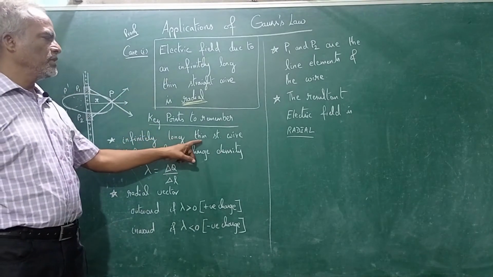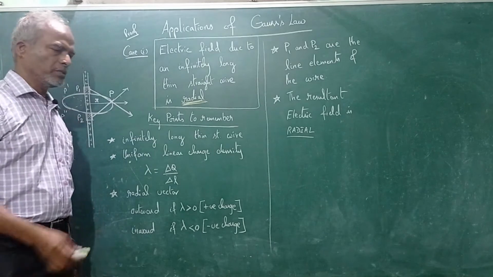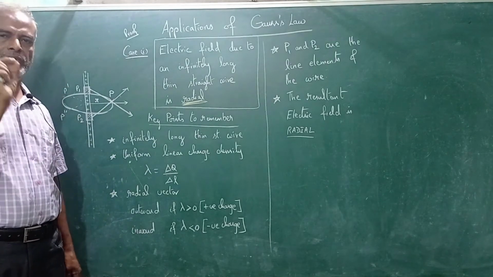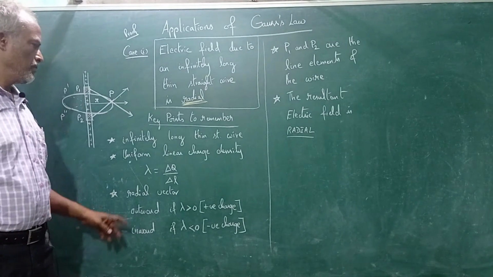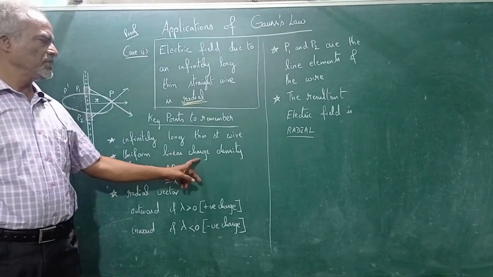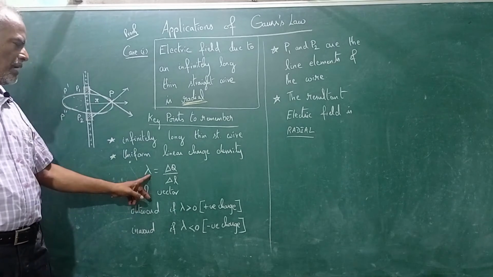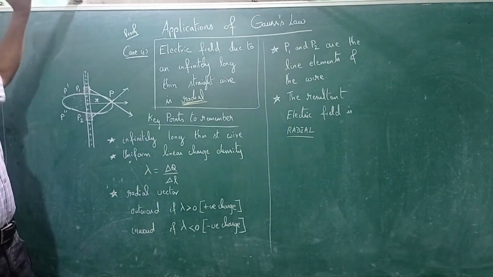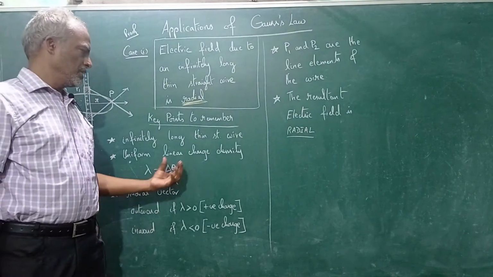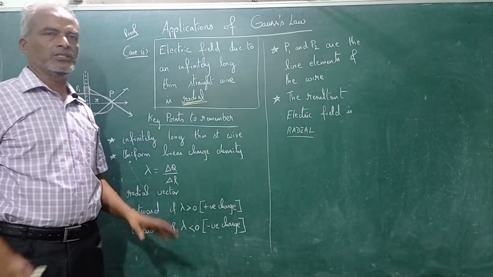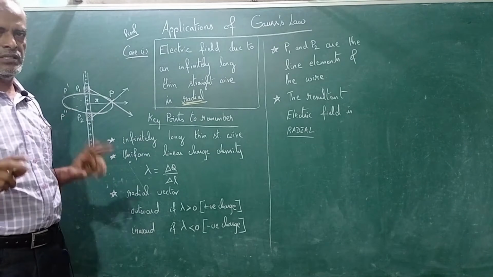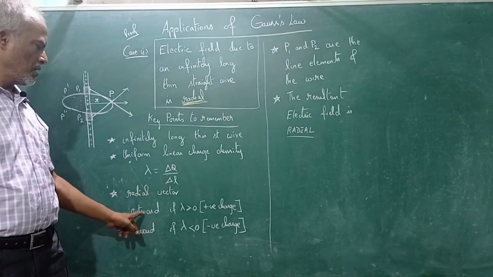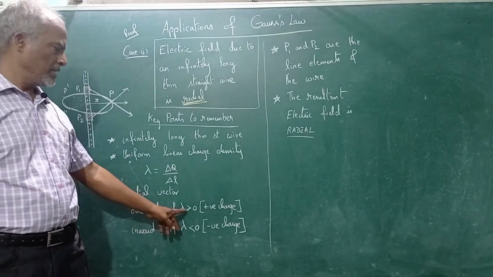Infinitely long thin straight wire. First point, that means you have a wire which is infinite length and very thin. Second, uniform linear charge density, which is lambda, which is del q by del L. So throughout the wire, the linear charge density is constant. It is not going to vary.